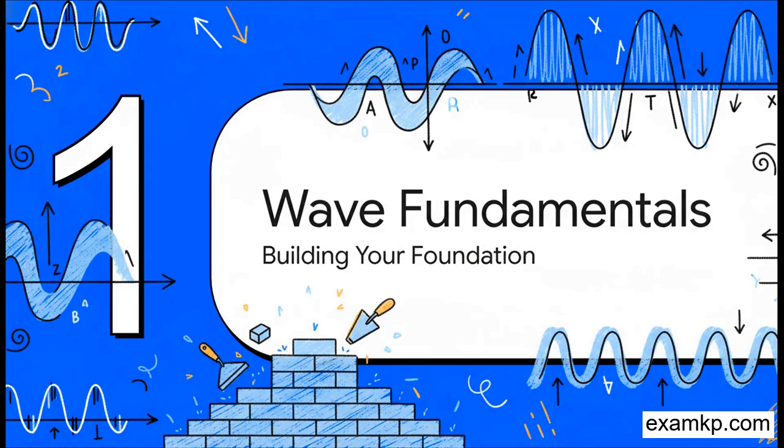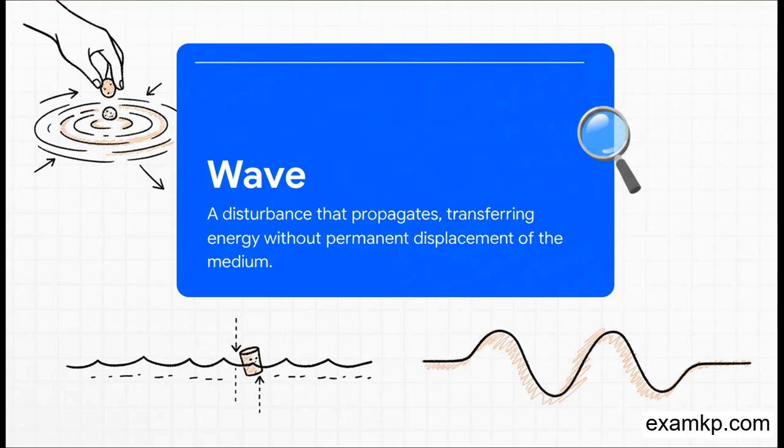So, what even is a wave? Well, in the simplest terms, it's a disturbance that transfers energy, not the actual stuff. Think about it like this. You drop a stone into a calm bucket of water. You see those ripples, right? Those are the waves. They move outwards, carrying energy across the water. But the water itself just bobs up and down. It doesn't travel with the wave. That right there is the key idea.